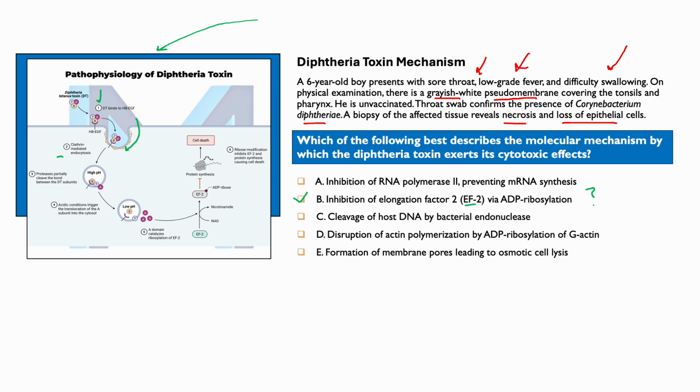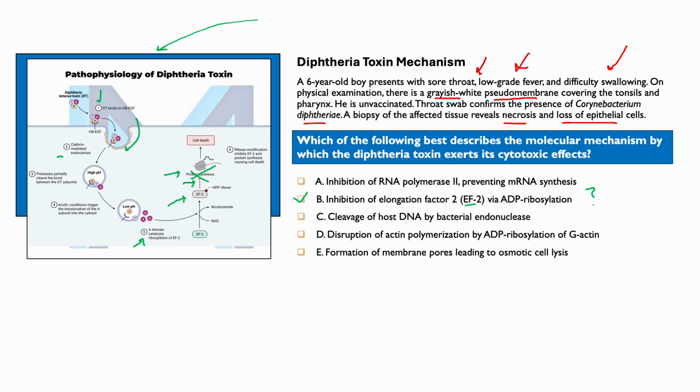Then the A subunit catalyzes the ADP-ribosylation of elongation factor II. So we are at step 5 now. And it does this using NAD+ as a cofactor. Now, elongation factor II is essential for protein elongation during translation. So once it is inactivated, as seen here, protein synthesis halts, and this leads to cell death. So this toxin-mediated inhibition of elongation factor II is what causes local tissue necrosis and the characteristic gray pseudomembrane in the pharynx.